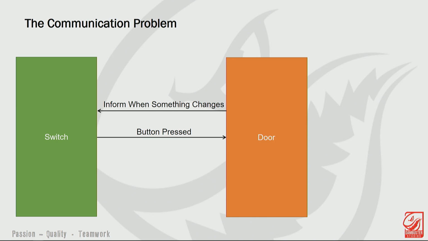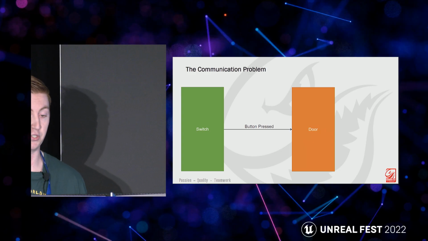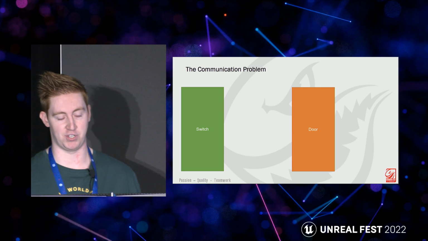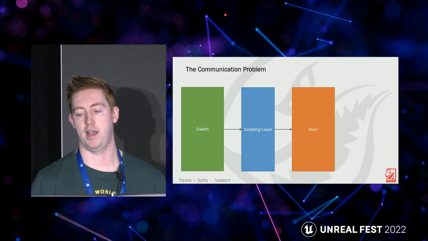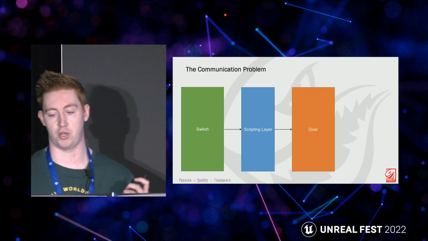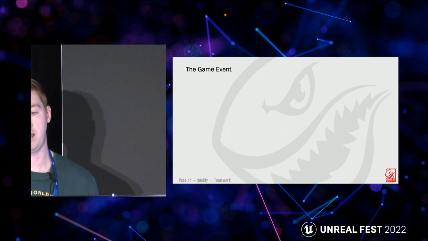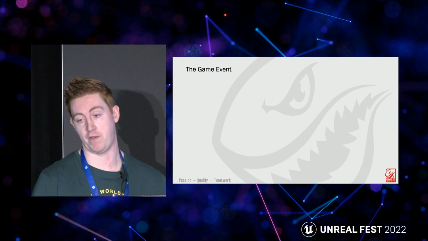So if we put it back to the original problem, the solution I came up with was to remove the door needing to know about the switch at all through any means, and remove the switch having to directly communicate with the door, and go through a scripting layer in the middle. So neither side has to know about the other directly.